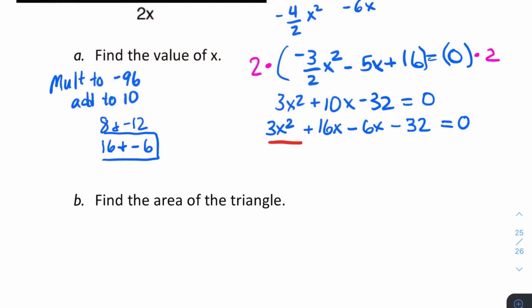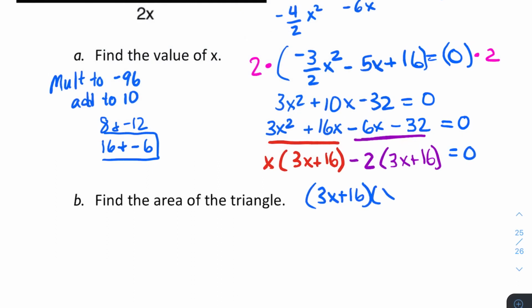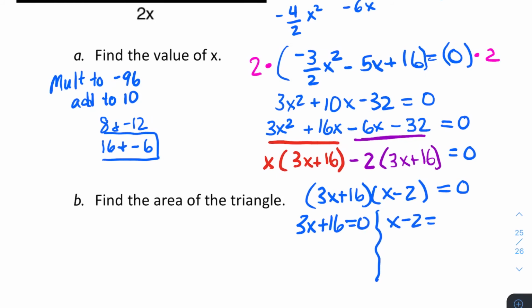I can factor out an x, which leaves me with x times 3x plus 16, and I can factor out a -2, which would leave me with a positive 3x plus 16, which is good because that means that I have a common factor of 3x plus 16 that I can factor out, and then I just have it times x minus 2. If I set each of those factors equal to 0, I'm going to get my potential values for x. So subtract 16, divide by 3, gives me -16/3. Add 2, gives me 2.